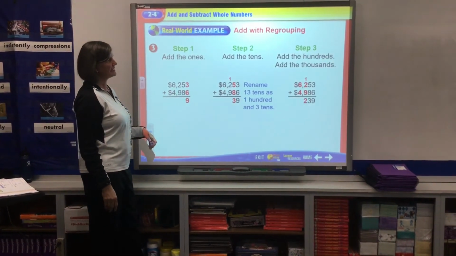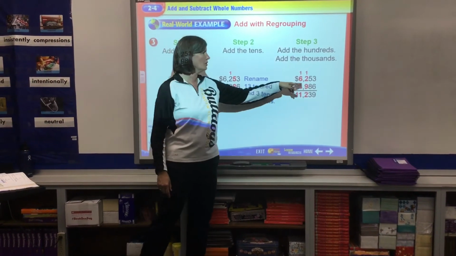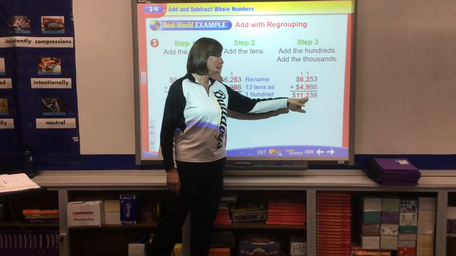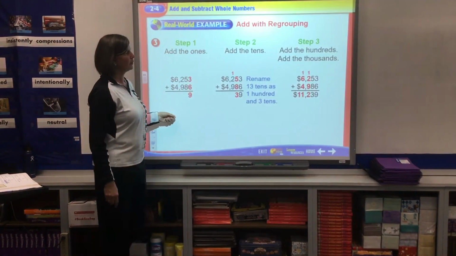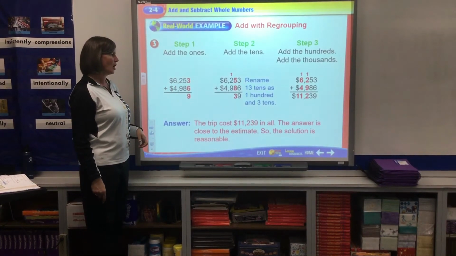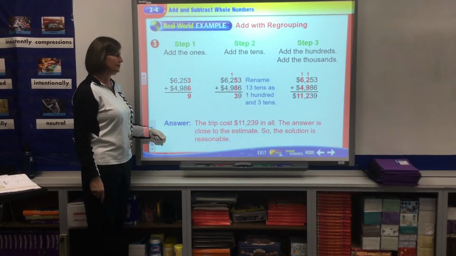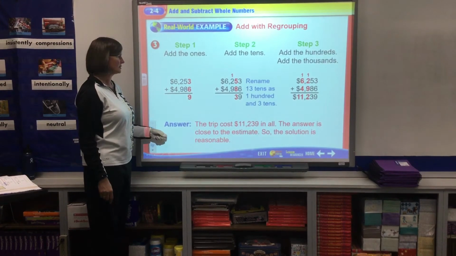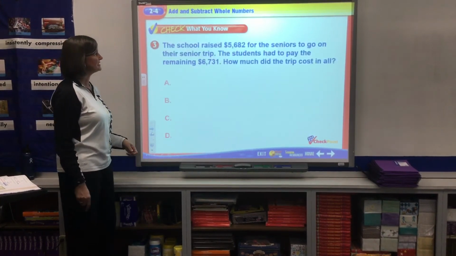And then you have to do the same thing in the hundreds place value. All right, we got a 12 there, so we put the 2 down, carry the 1. And then when we add the thousands, we got 11,000. All right, so the trip costs $11,239 in all, and that was close to their estimate, so it's reasonable.